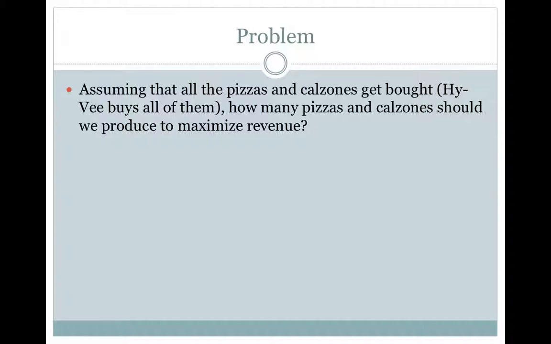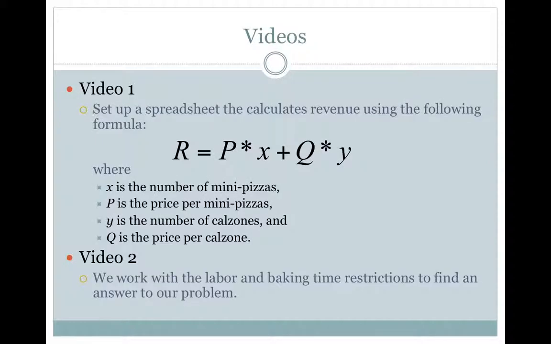To help you solve this problem, we'll have two videos. In the first video, we are going to set up a spreadsheet that calculates revenue using this formula. Here, R is the revenue, P will be the price of the mini pizzas, X will be the number of mini pizzas, Q will be the price of the calzone, and Y will be the number of calzones that we produce. In video 2, we're going to work with the labor and baking time restrictions to actually find an answer to the problem. Your assignment will be to turn in the spreadsheet that we finished off with in video 2 and to put it in Dropbox. Okay, so let's go ahead and get started.